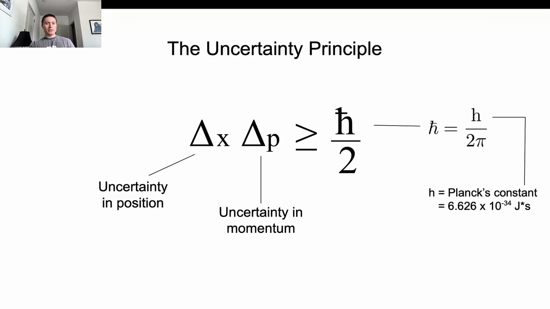So here's our equation for the uncertainty principle. We have delta x being our uncertainty in position, delta p being our uncertainty in momentum, and then we have h bar over 2 on the other side of the inequality. H bar is equal to h over 2 pi, with h being Planck's constant, so I'm sure you are all very familiar with that now.